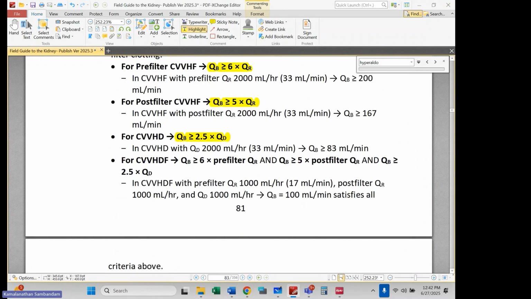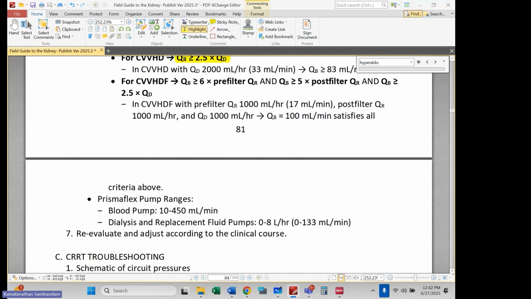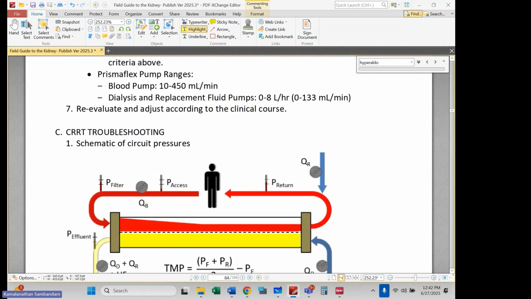For hemodialysis, 2.5 times my dialysate flow rate is the minimum blood flow rate. Even though you don't demand this, just know your machine. PrismaFlex can go all the way to 450 blood flow rate. You guys are running 150 and 180. If you have a super sick patient, you can start cranking that up.